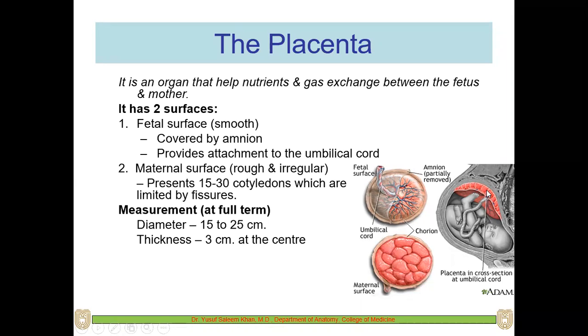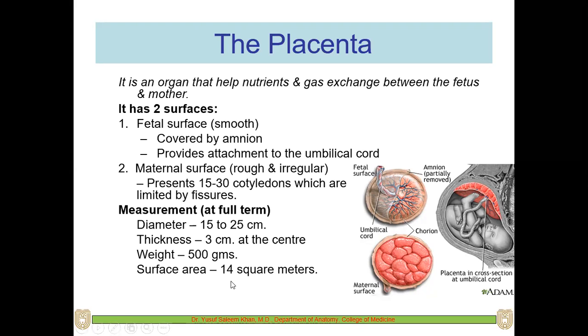And the thickness is around 3 centimeters, especially at the center, because at the periphery it tapers and becomes thinner and smaller. So it tapers at the peripheries, and at the center it will be almost 3 centimeters. The weight is usually around half a kilo, 500 grams. This will be the usual weight, and the surface area is almost 14 square meters.